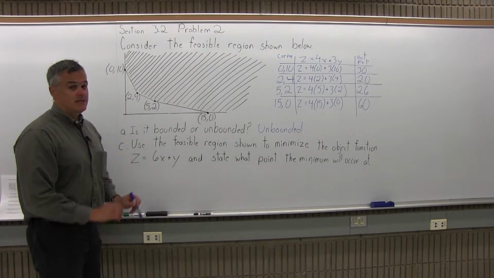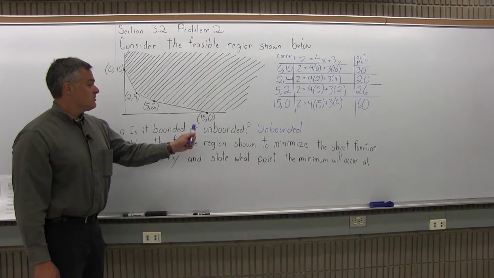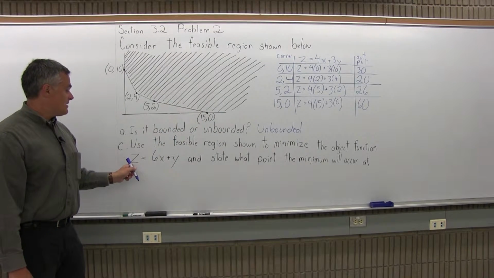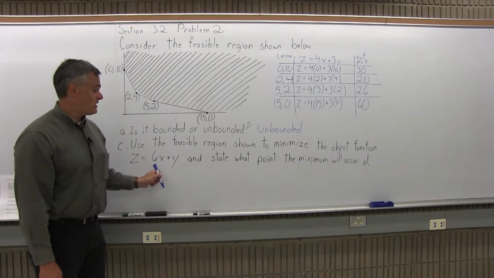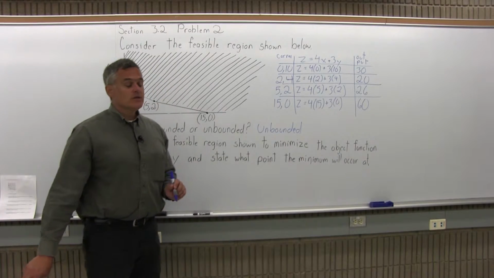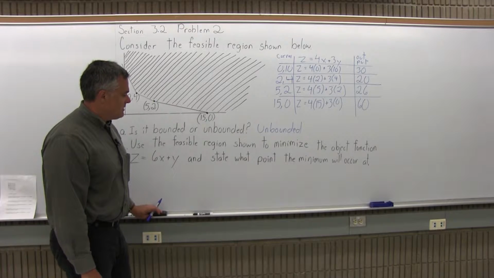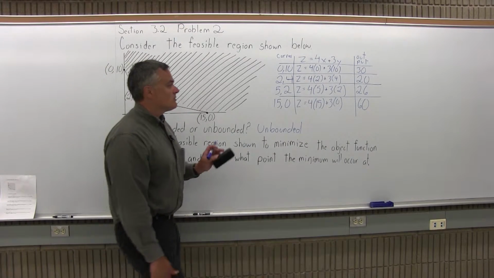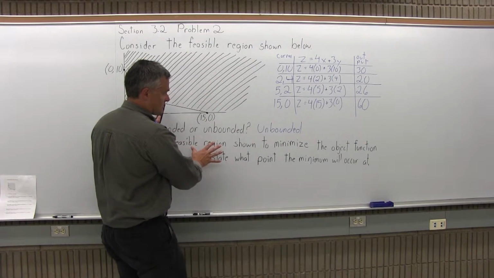So now part C is: use the feasible region shown to minimize the object function, which is now z equals 6x plus y, and state what point the minimum will occur at. So it's the same process as B, except we're going to use a different object function. I'm going to use the same feasible region, because that's what it says to do.